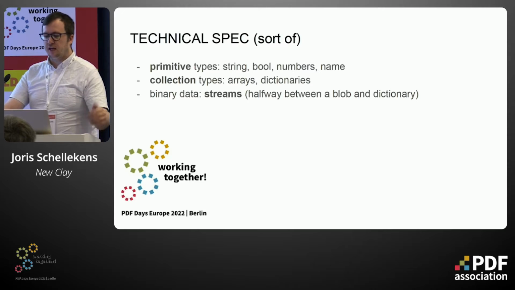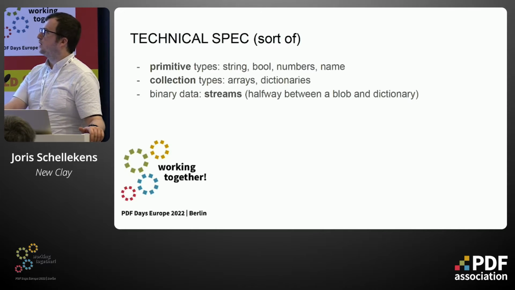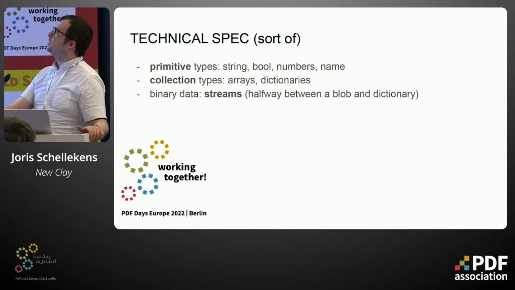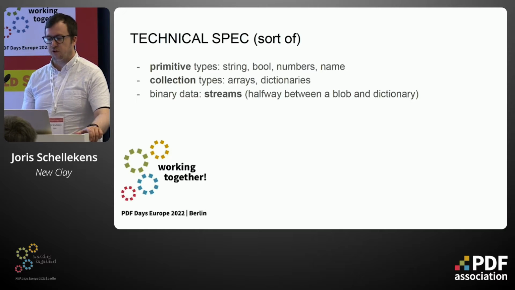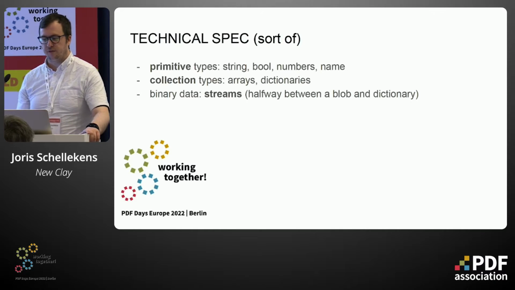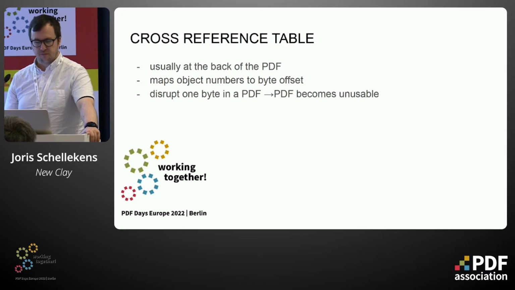PDF, like any programming language, has primitive types, collection types, and a binary type. So you can represent things like strings, booleans, numbers, names, arrays and dictionaries, and some binary data. So if you wanted to include an image, a font, or something, that's doable.